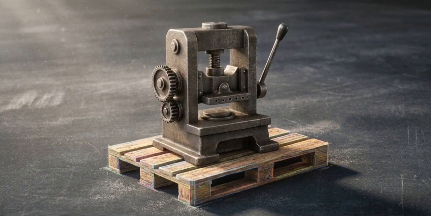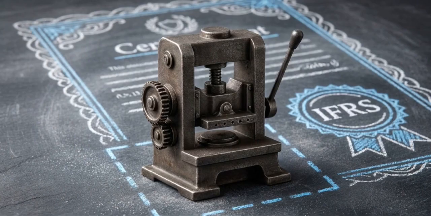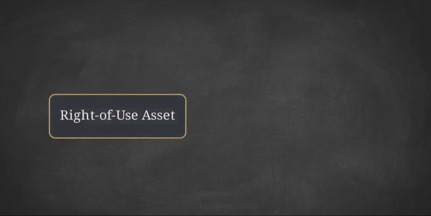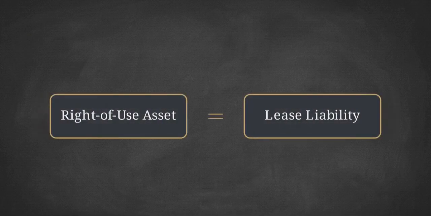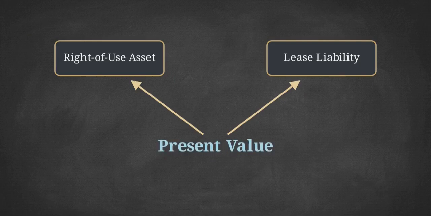When a company rents a piece of equipment for most of its useful life, they essentially control it as if they bought it outright. Under International Financial Reporting Standards, IFRS, that level of control requires the lease to be capitalized and placed directly onto the balance sheet. The standard rule is precise. The lessee must record a right-of-use asset and a matching lease liability. Both figures are calculated based on the present value of the future lease payments.